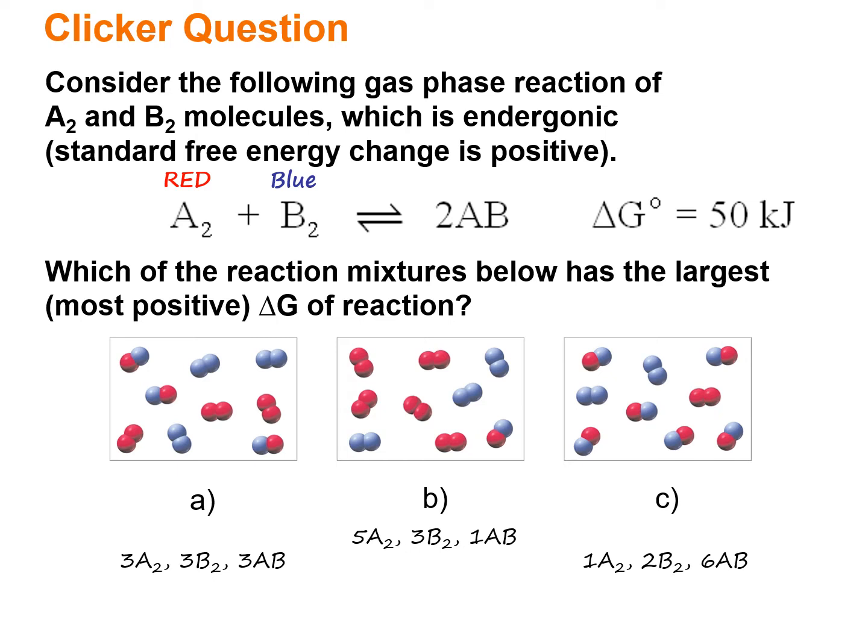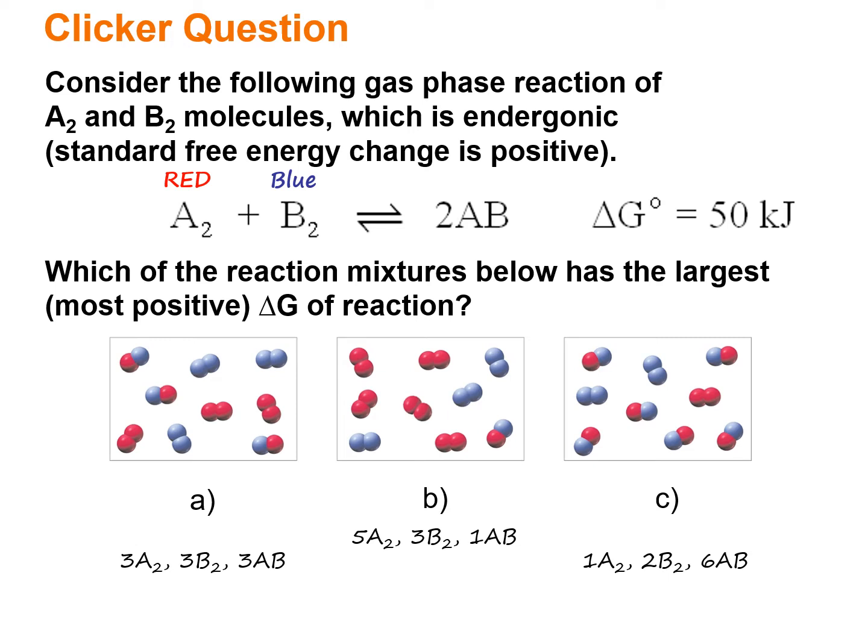If delta G is what we're looking for, we know delta G naught is a positive value already, and it's the same for all of these different mixtures. Then we have plus RT ln Q. The RT is the same for all of them, so the only thing factoring into what's going to be the largest is ln Q. If it has a large ln Q, then it's going to give a large value for delta G. If it has a small one, it's going to be smaller.